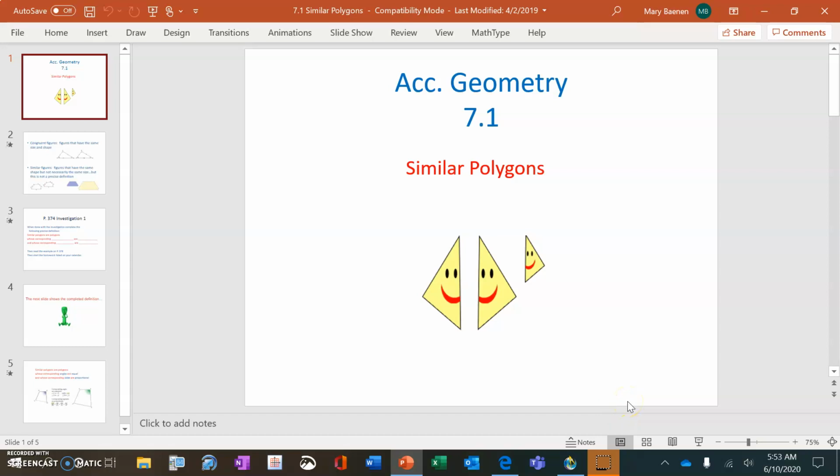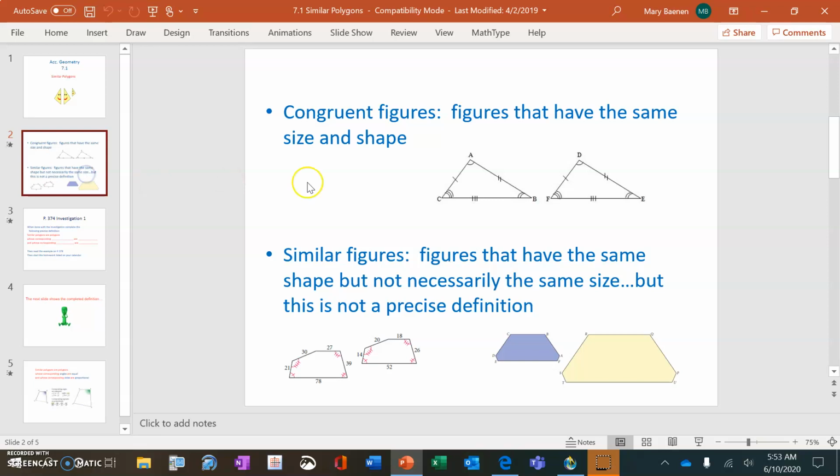This is lesson 7.1 of accelerated geometry, in which we are going to discover the definition of similar polygons. If you recall, we have talked about congruent figures a lot in this class so far. Those are figures that have the exact same size and the exact same shape. That is just a definition that's not real exact. If I want an exact definition, congruent figures are two figures that have corresponding angles that are equal and corresponding sides that are also equal.